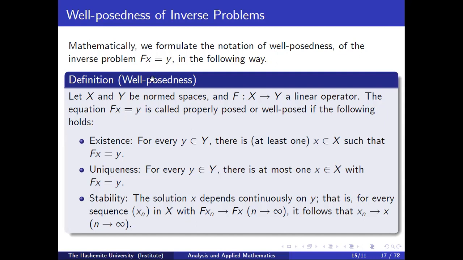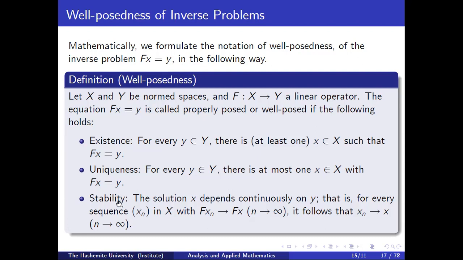So existence means that for every y, there is at least one x such that F of x equals y. Mathematically, the existence of a solution of the inverse problem requires that the function F is onto. Now, what about uniqueness? Uniqueness means that for every y, there is at most one x with F of x equals y. This is the definition of one-to-one.